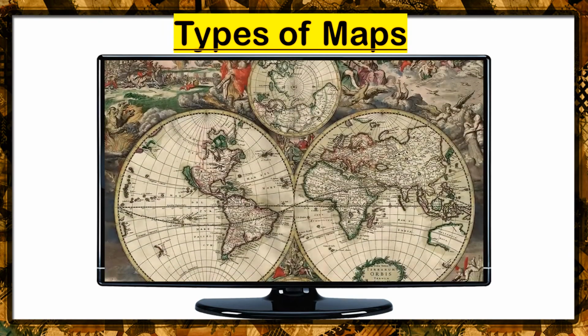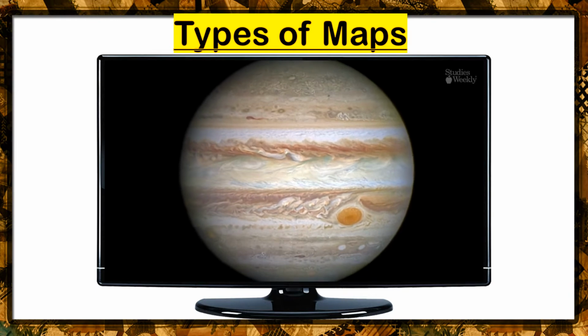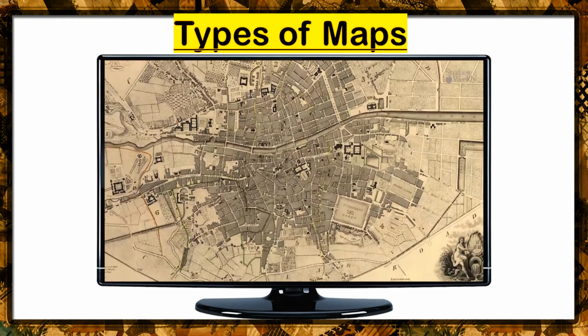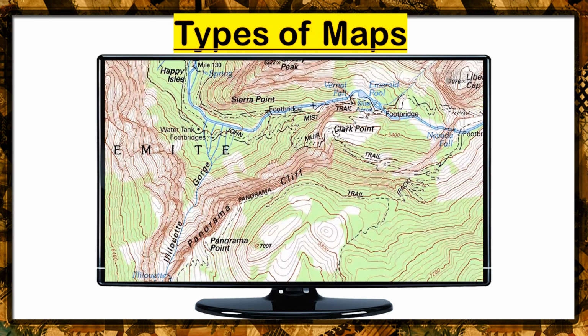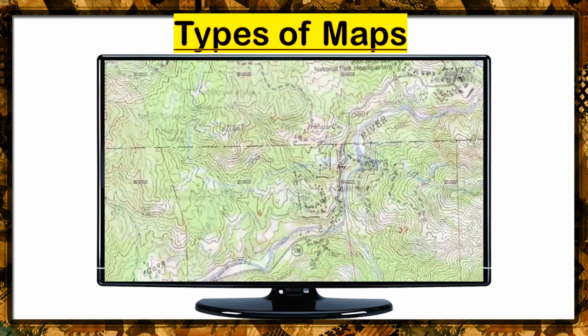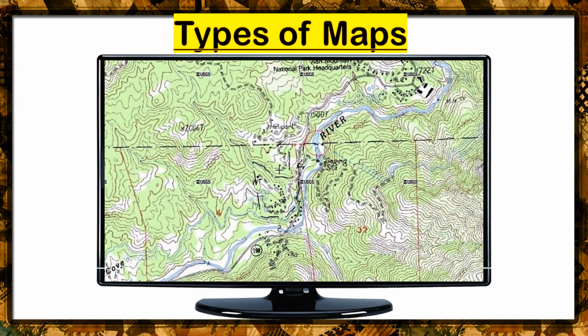Did you know that there are many different types of maps? Some are really big and show things like the planet Jupiter, while others are small enough to only show a single city block. We can learn all sorts of things from maps. Some maps are topographical, which means they show us what areas of the world are like, how tall the mountains are, where there are rivers, and more.